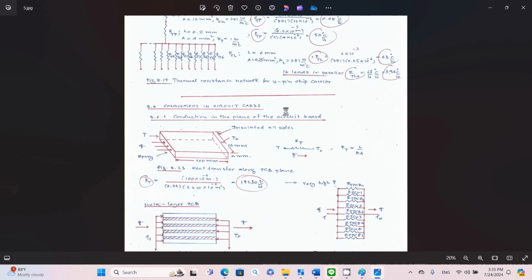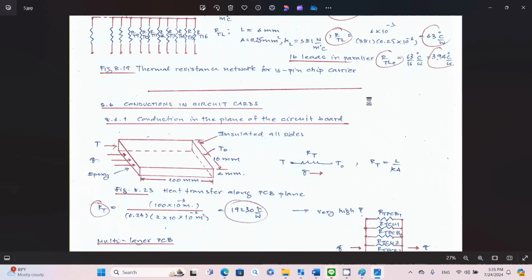Now let's move to the second level of packaging, which is the PCB, or printed circuit board. We're going to talk about the heat transfer through the PCB in the direction parallel to the PCB plane, and also in the direction perpendicular to the PCB plane.